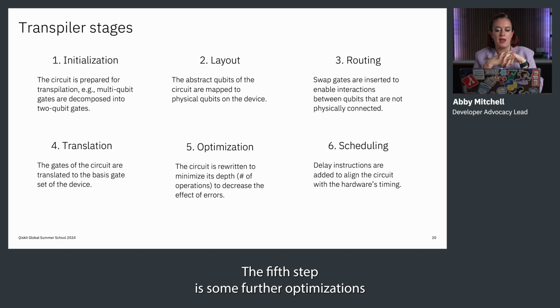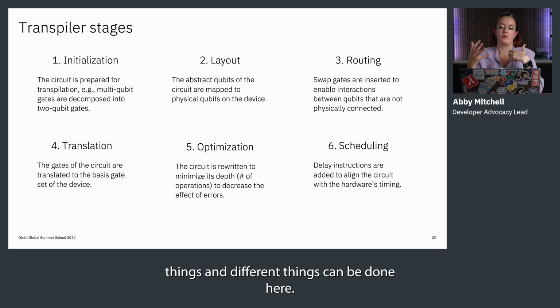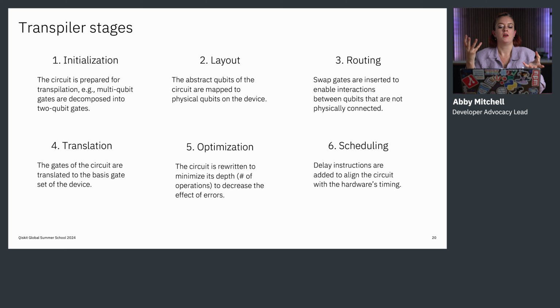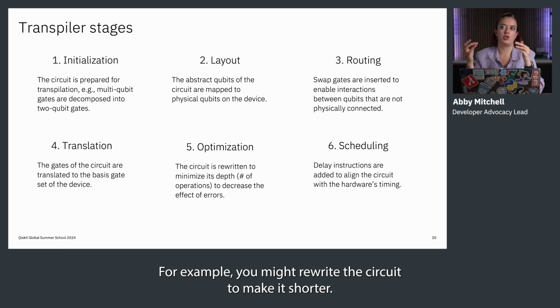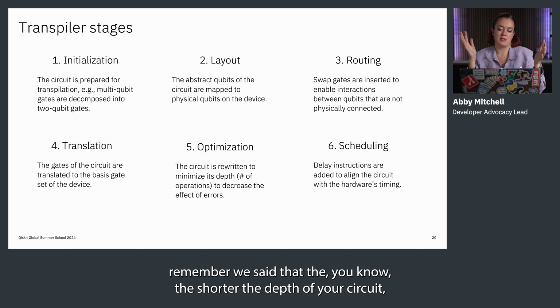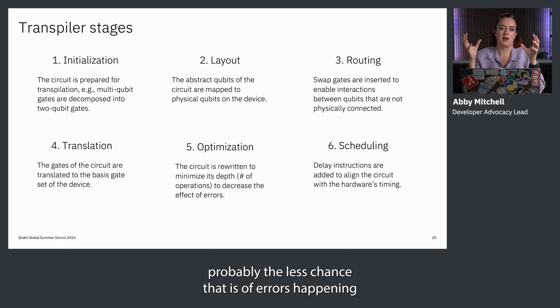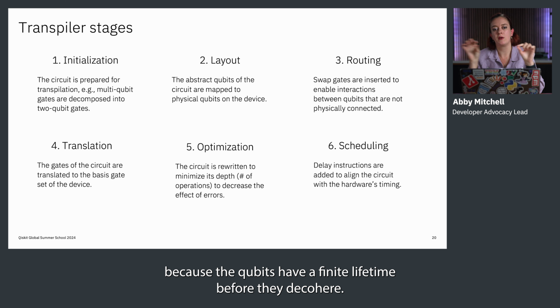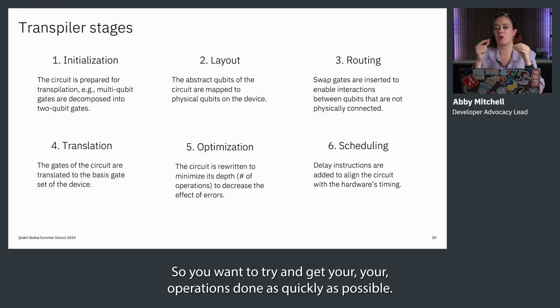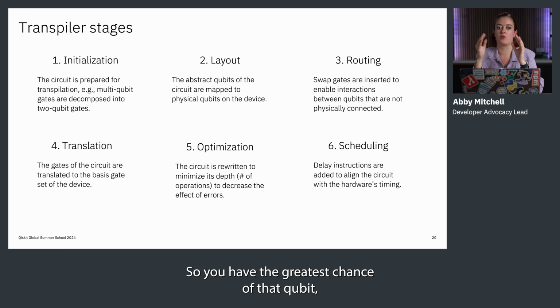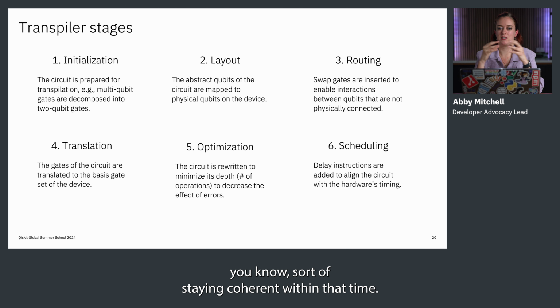The 5th step is some further optimizations. Different things can be done here. For example, you might rewrite the circuit to make it shorter. Remember, we said that the shorter the depth of your circuit, probably the less chance there is of errors happening, because the qubits have a finite lifetime before they decohere. So you want to try and get your operations done as quickly as possible, so you have the greatest chance of that qubit staying coherent within that time.